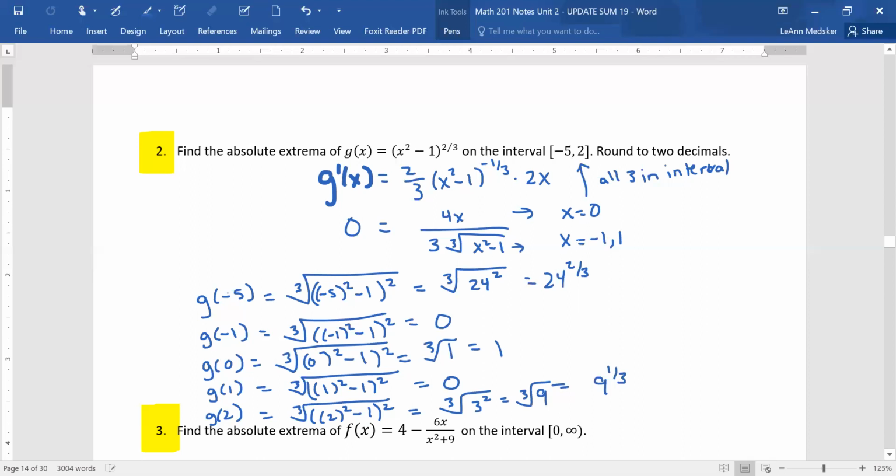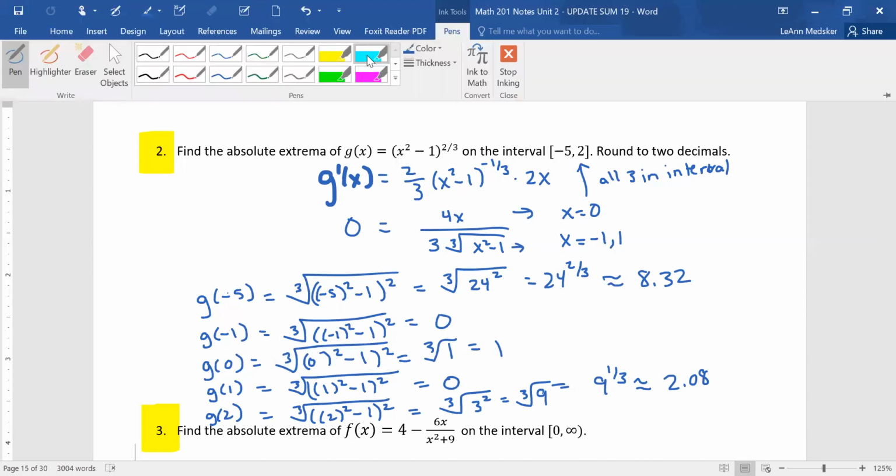So the real question is, what are these two guys to 2 decimal places? And we can use our calculator for that. So 24 raised to the, and if you do this on your calculator, sometimes you need to use parentheses for the exponent, 2/3 power is approximately 8.32, if we round to 2 decimal places. And cubed root of 9, so 9 to the 1/3 is 2.08.